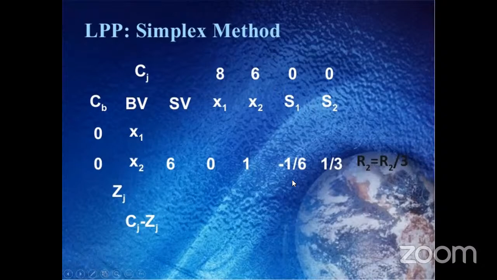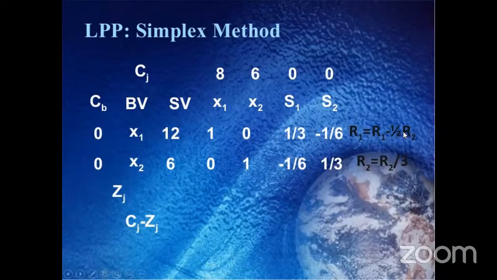And this first row, how to calculate? Old values we need to take, minus key element of row 1 only into row 2 key values. You can see here, R1 minus 1 by 2, the key element of first row, into R2 new values. If you do, you are getting these values. Again, we need to go through the same procedure.